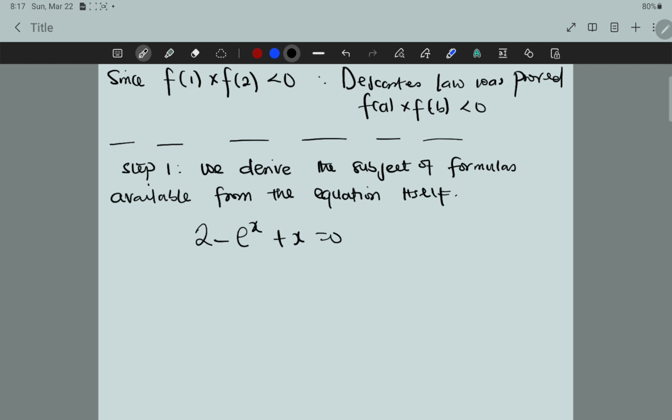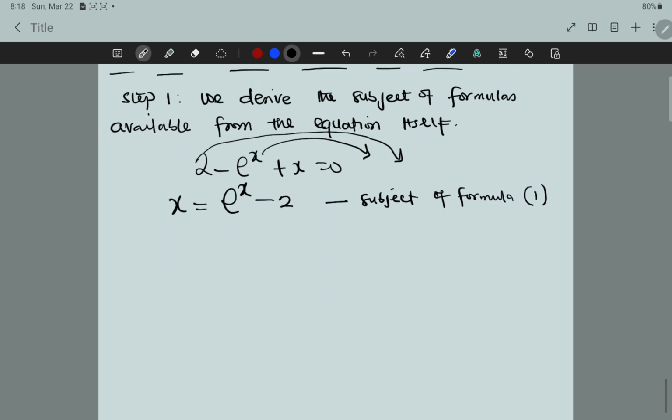Now, if I want to solve for x here, first of all, I can say x is equal to e to the power of x minus 2. It's just like me bringing this one to this side and that one to the other side. So x equals e to the power of x minus 2. This is subject of formula 1.